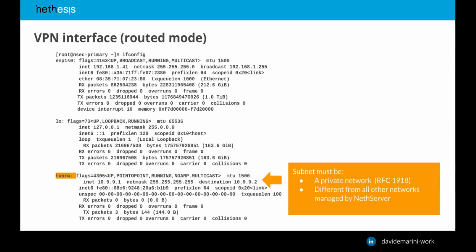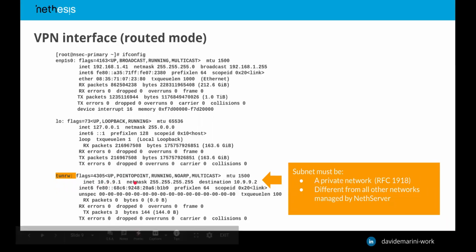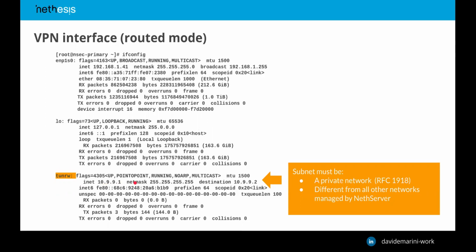Let's have a look at how routing works when we use a routed VPN. NetServer creates a specific interface called tunRW. We need to specify the subnet in the Road Warrior configuration. Only private networks can be chosen, and they need to be different from all other networks managed by NetServer.